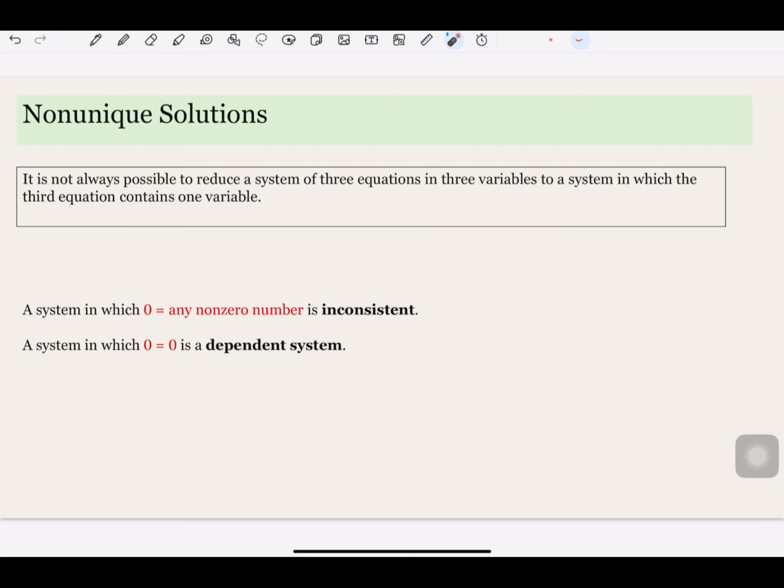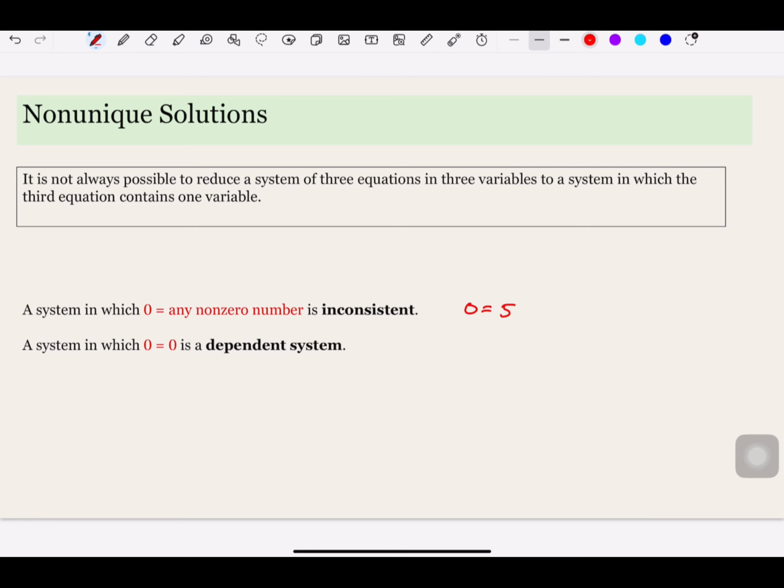Okay, so now let's talk about systems of equations that don't have unique solutions. Sometimes while you're solving a system, you might eliminate all variables and end up with a statement like, let's say, 0 equals 5. This is clearly not true. It tells us that the system is inconsistent. That is, there's no solution. The equations contradict each other.